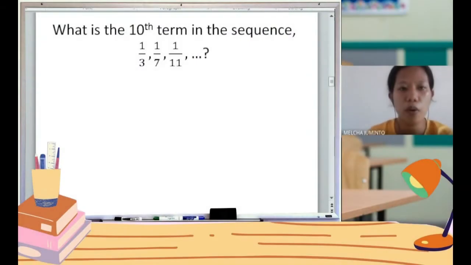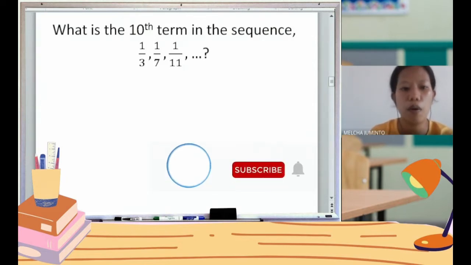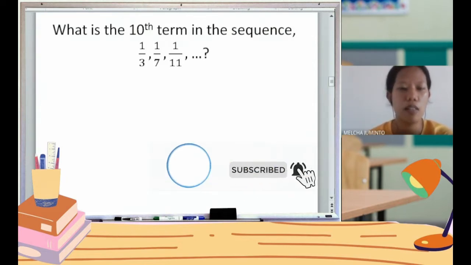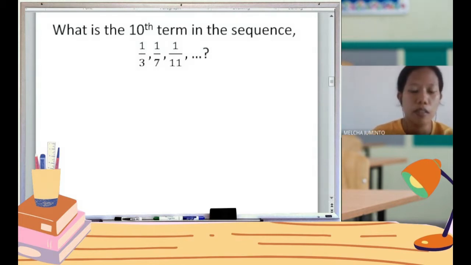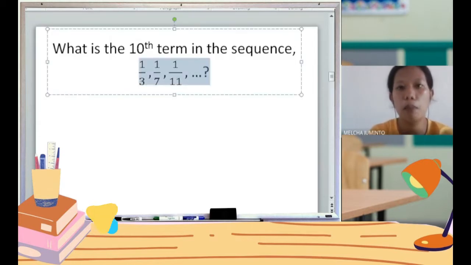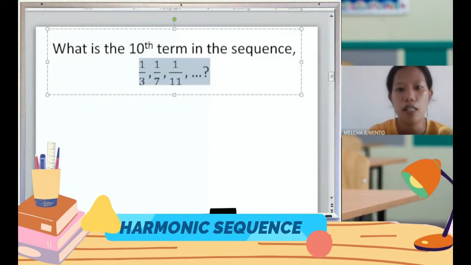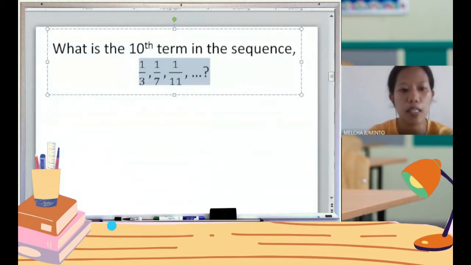The question is, what is the 10th term in the sequence 1 over 3, 1 over 7, 1 over 11, and so on? So the given sequence is 1 over 3, 1 over 7, 1 over 11. This sequence is an example of a harmonic sequence. And as you notice, the numerators are the same. All of them are 1.